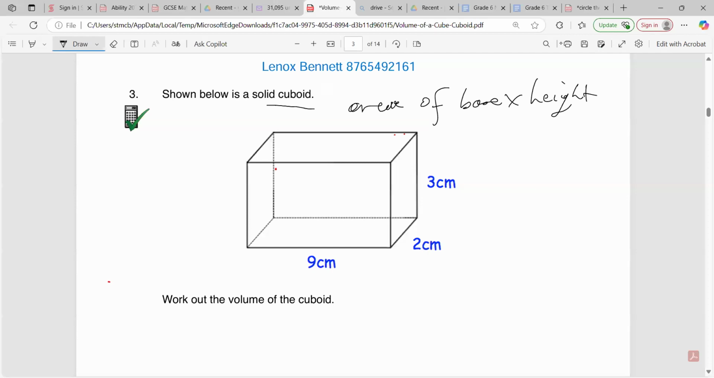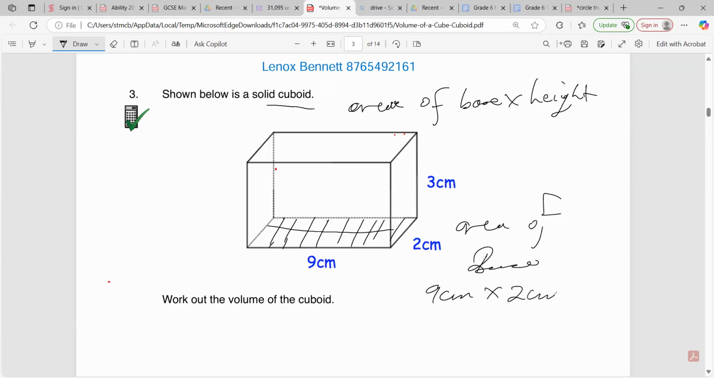So we can identify the base as what it sits on. Once you have the area for the base, then we can find the volume. So the area for the base would be 9 centimeters, because it's a rectangle, right? So it is 9 centimeters by 2, which gives us 18 centimeters squared. So that's the area, that's the first part.